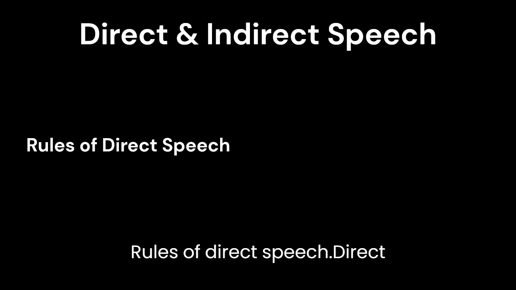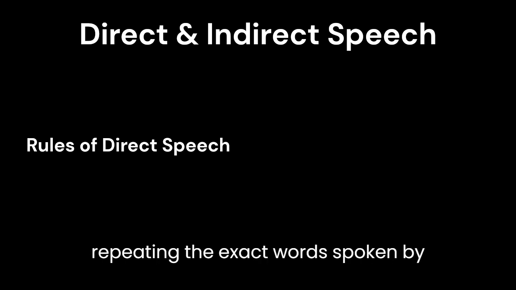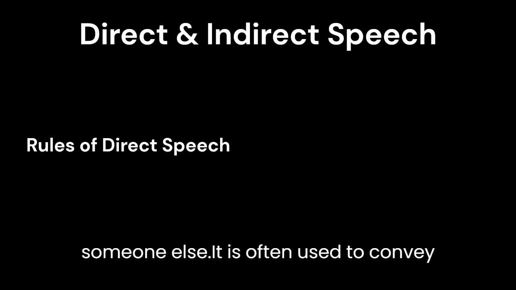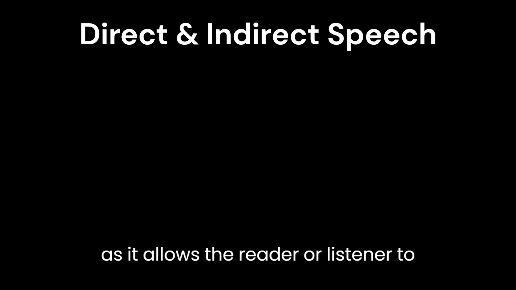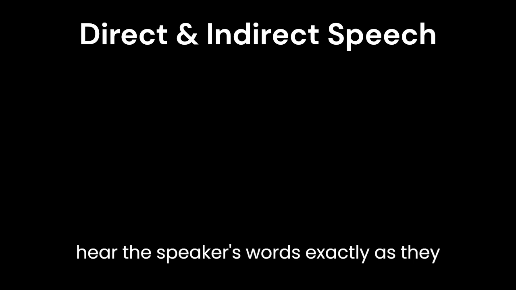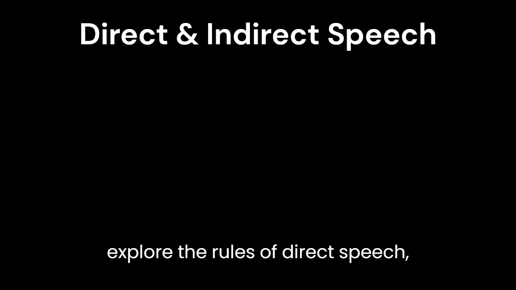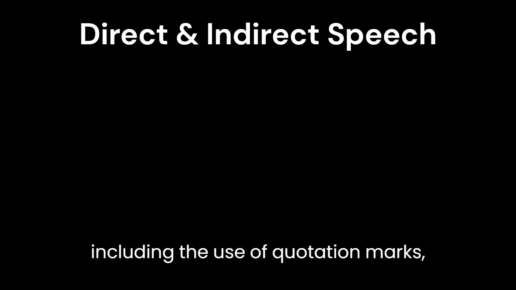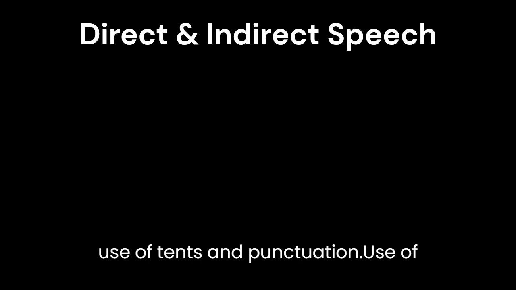Rules of direct speech. Direct speech is a form of speech that involves repeating the exact words spoken by someone else. It is often used to convey a sense of immediacy and authenticity, as it allows the reader or listener to hear the speaker's words exactly as they were said. In this chapter, we will explore the rules of direct speech, including the use of quotation marks, the exact words of the speaker, and the use of tense and punctuation.